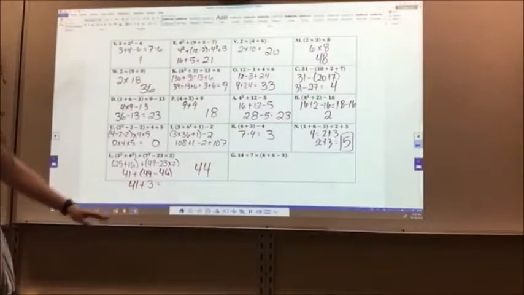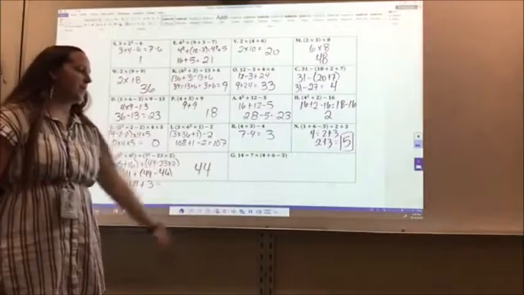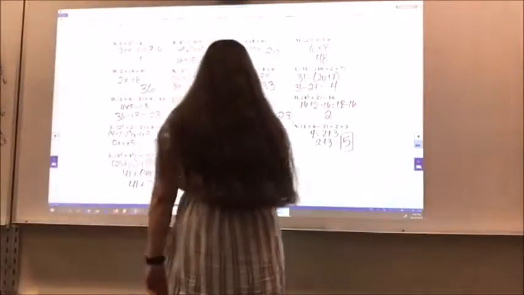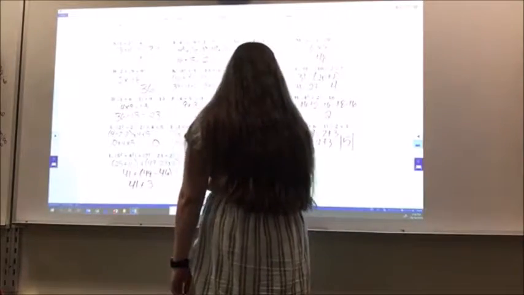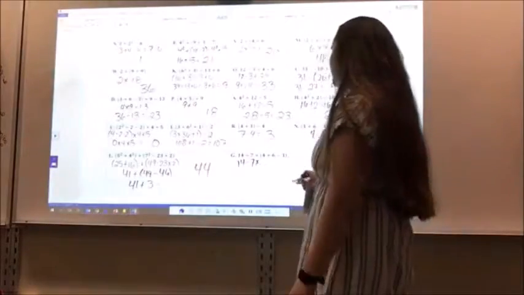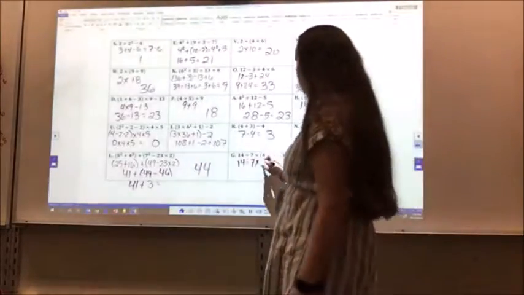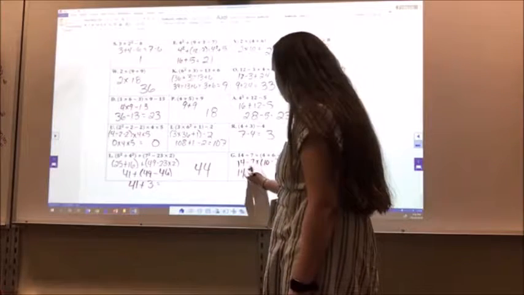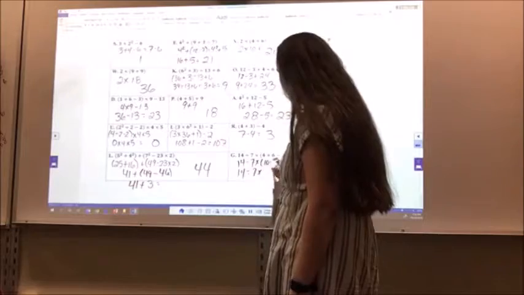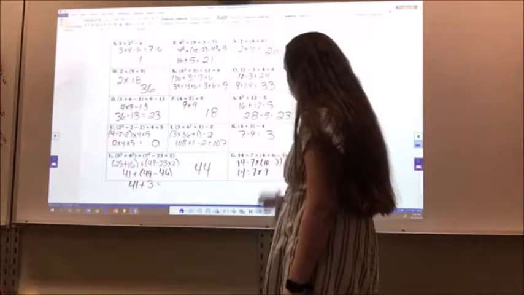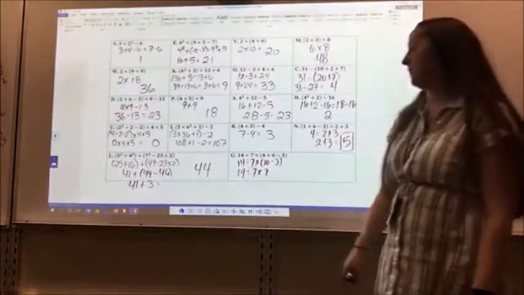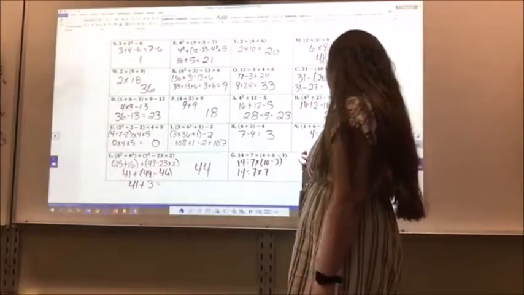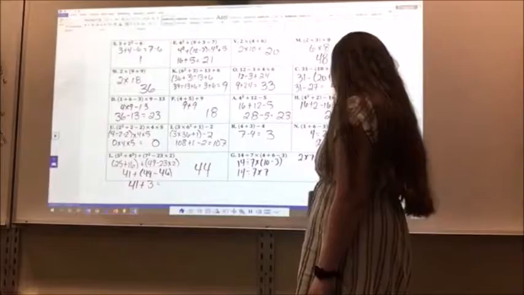And then for the last one, 14 divided by 7 times the quantity 4 plus 6 minus 3. So I have 14 divided by 7 times 4 plus 6 is 10 minus 3. So I have 14 divided by 7 times 10 minus 3 is 7. So then I go in order. 14 divided by 7 is 2, and then 2 times 7 is 14.